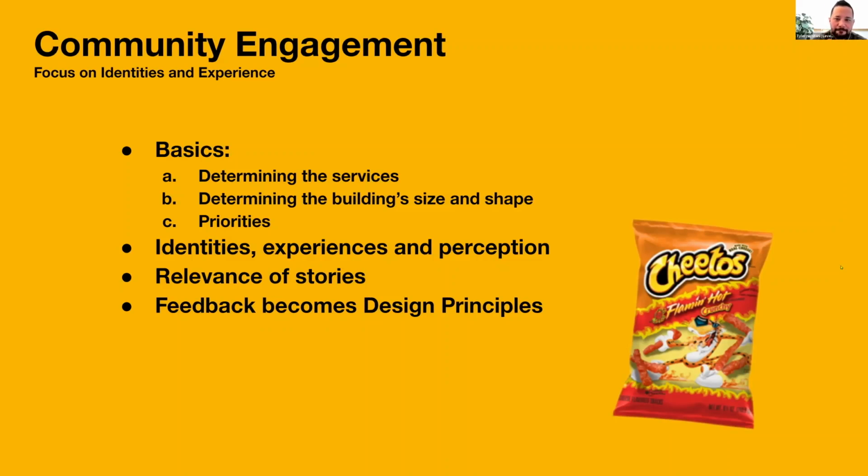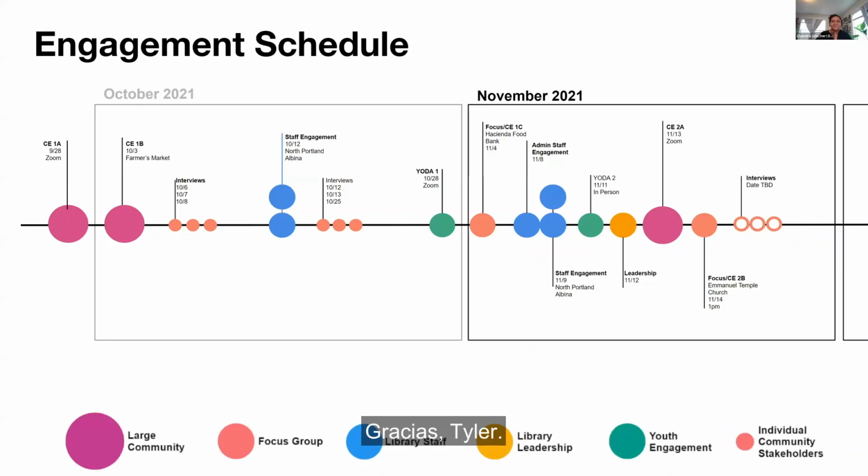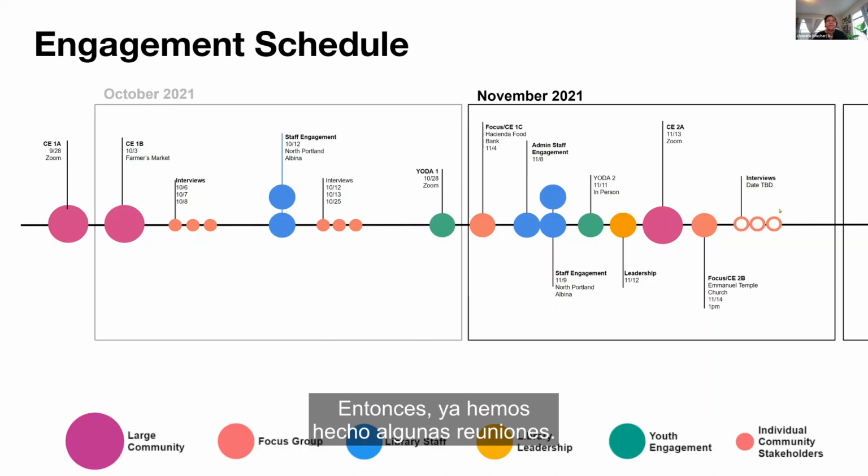All right, thanks, Tyler. So I wanted to share with you just very briefly the schedule. Community engagement is really important. It's not just happening in this first three or four months. It's going to happen all the way throughout the design process. So we've done a few meetings already. Here we are in November. Here we are today. We have some focus group meetings and some other stakeholder interviews coming up.